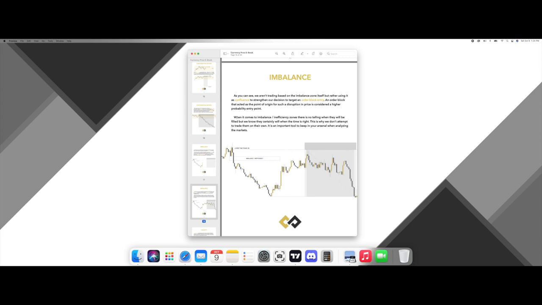So another point here is when it comes to imbalance or inefficiency zones, there's no telling when they will be filled, okay? It could happen within a couple minutes, it could happen in a couple hours, sometimes it could take a week or a month or more. It depends on the time frame you're trading on, most importantly, but there's really no telling when it's going to get filled. But we know certainly that they will fill when the time is right, okay?